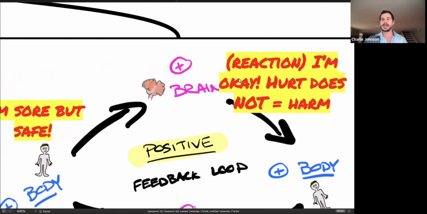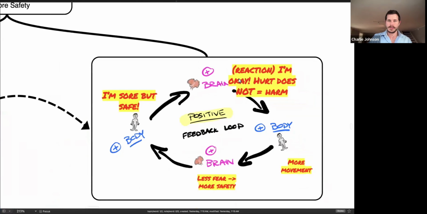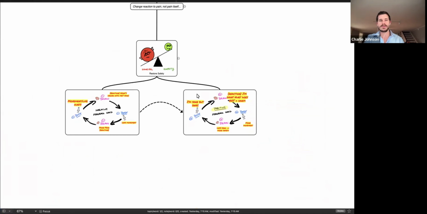And so when we can educate him and have him know and understand and have conviction in the belief that, oh my gosh, hurt doesn't necessarily equal harm. And even though I feel the sciatica in my leg, it's not that it's not real. It's just that my brain's making a bit of a mistake. Wow, that's crazy. I can move more. I can sit more. I'm not broken. Less fear, more safety. I'm sore, but I'm safe. And before you know it, there's a positive feedback loop.